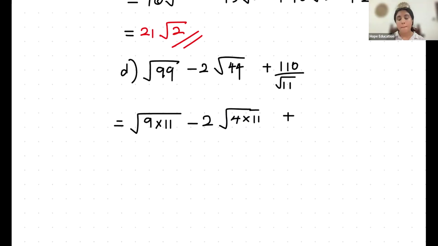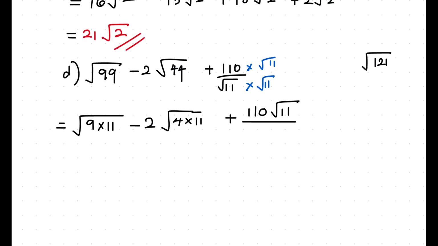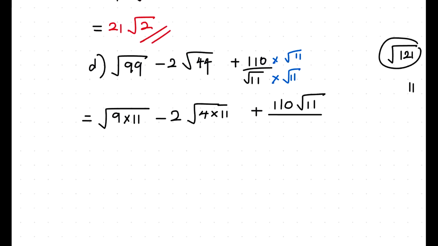Plus, what I have to do is in the denominator. This is the simplification that I have to do there. The denominator, I'm multiplying root 11 by root 11. Whatever I do to the denominator, I have to do the same to the numerator. I'm lagging. I will keep my video off for a bit and let's see if that works. Then at the numerator, I have 110 multiplied by root 11. At the denominator, I have root 11 multiplied by root 11. Root 11 multiplied by root 11 is root 121. Root of 121 is 11. So here the denominator is 11.